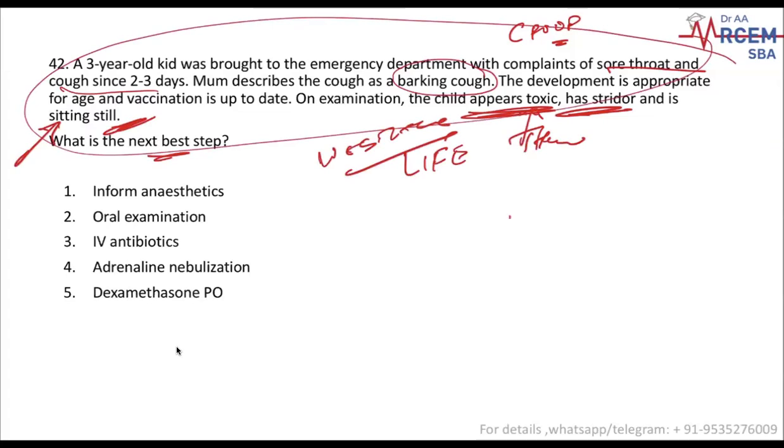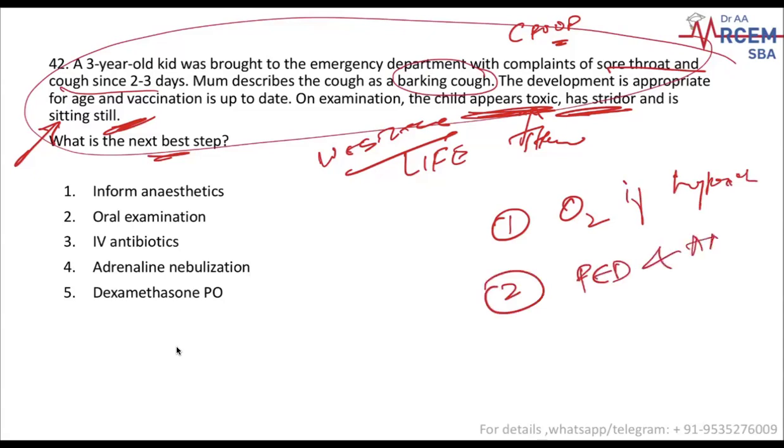Life-threatening croup. If the kid is hypoxic, you'll give oxygen supplement, otherwise you're not giving oxygen supplement. Second step, to involve the pediatricians, anesthetists, and ENT. Here, anesthetist is there, so you're involving that. The third step is to give adrenaline nebulization.